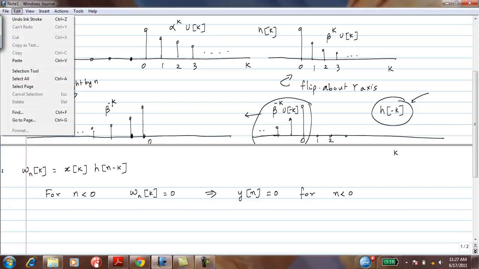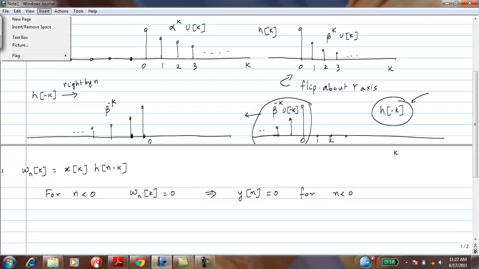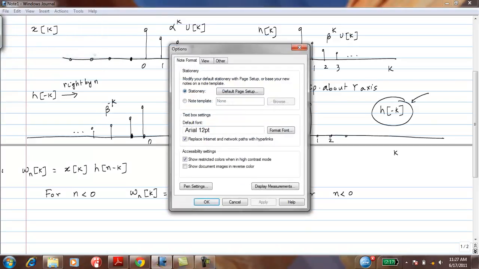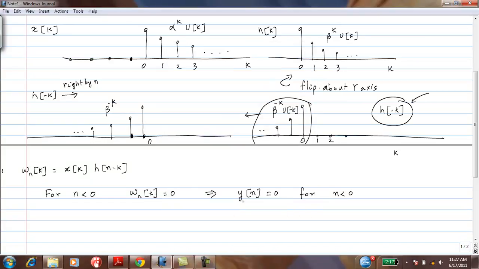Let me see if I can draw this in a different color. I don't know how to pin options. Maybe I should keep this somewhere. It doesn't matter.